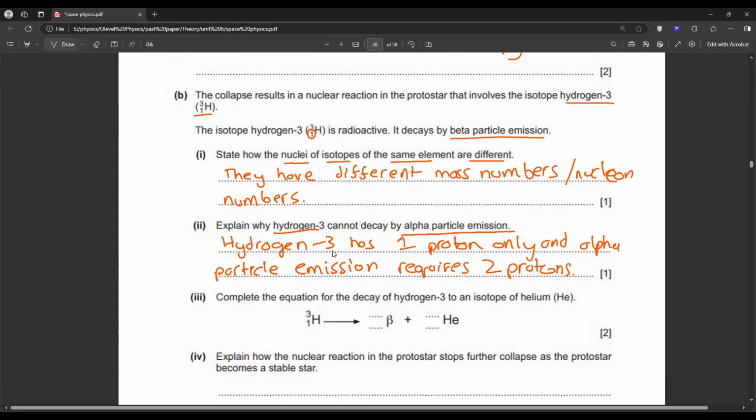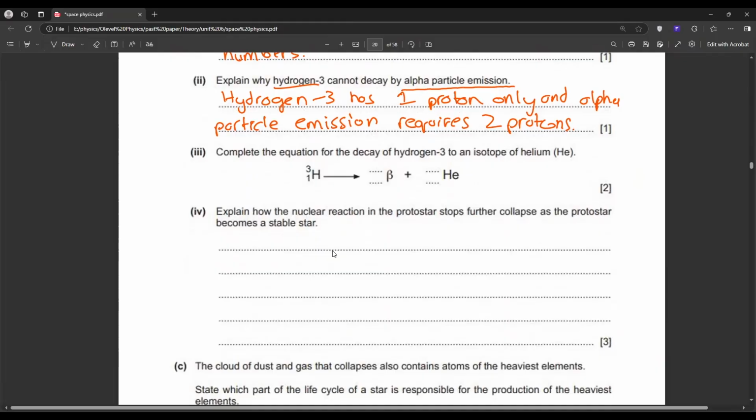Let's further move ahead. Now complete the equation for the decay of hydrogen 3 to become an isotope of helium. If hydrogen 3 is decaying by beta particle emission, what will this be? -1. This will be 0. The mass number will remain the same. Proton number will increase by 1 whenever you have a beta particle emission.